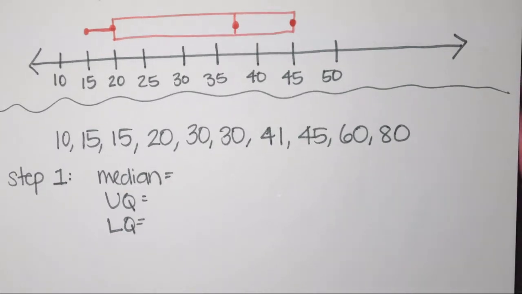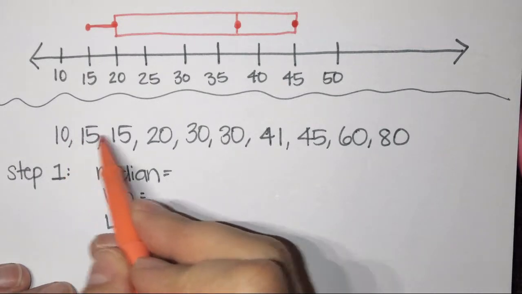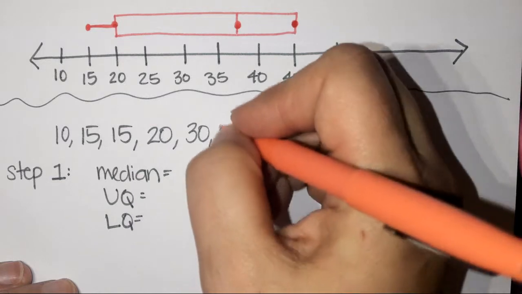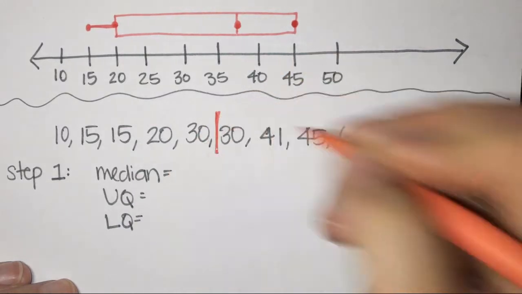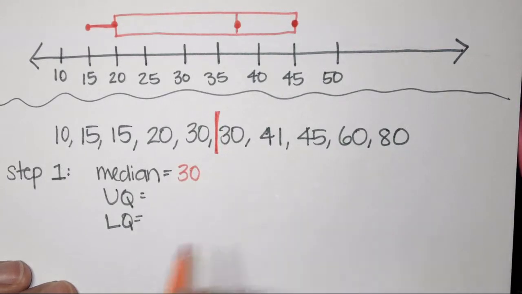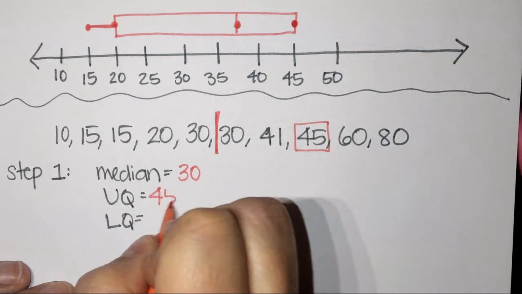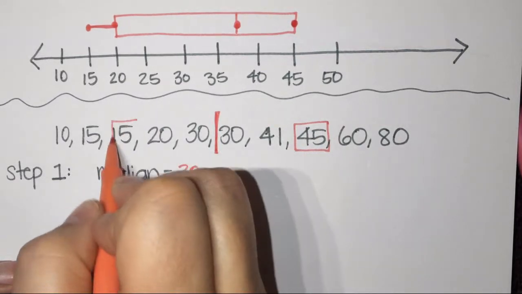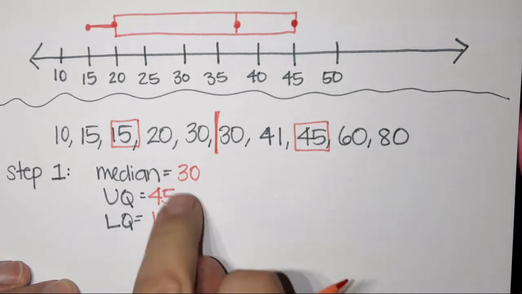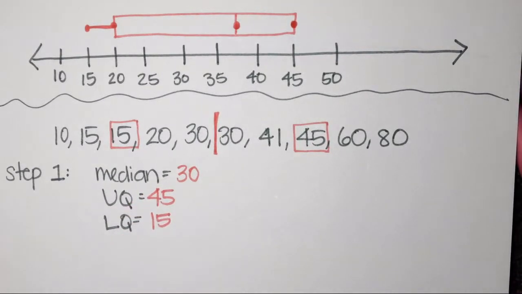All right, what is my median? 30. I have 10 numbers, so let's make sure we get the right one. 1, 2, 3, 4, 5. So it's going to fall between 30 and 30, and luckily we know the average of 30 and 30 is 30. So my median is 30. What about my upper quartile? 45. Very good. Do y'all see how that is the middle? We have 2 on each side. What about my lower quartile? 15. Excellent. So what would my inter quartile range be? 30. Very good. To find the inter quartile range, remember we just subtract upper quartile minus lower quartile.